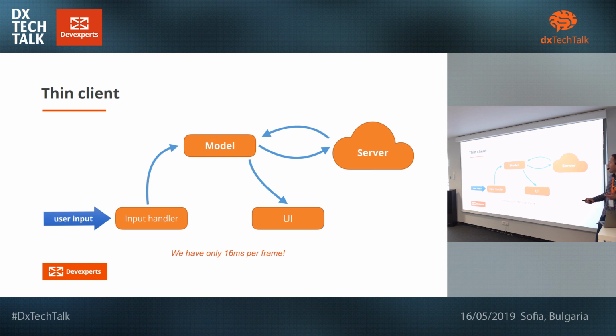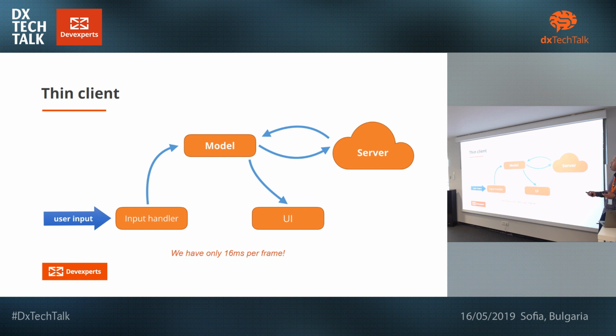User input will be handled and sent to the model, regardless of what architecture you are using, MVP, MVC, Viper, whatever. You have some kind of model on the mobile, right? And this code will read the user input and send it to the server side. Server side will recalculate all the values, send it back, and we will populate it in the UI. The only problem will be here.